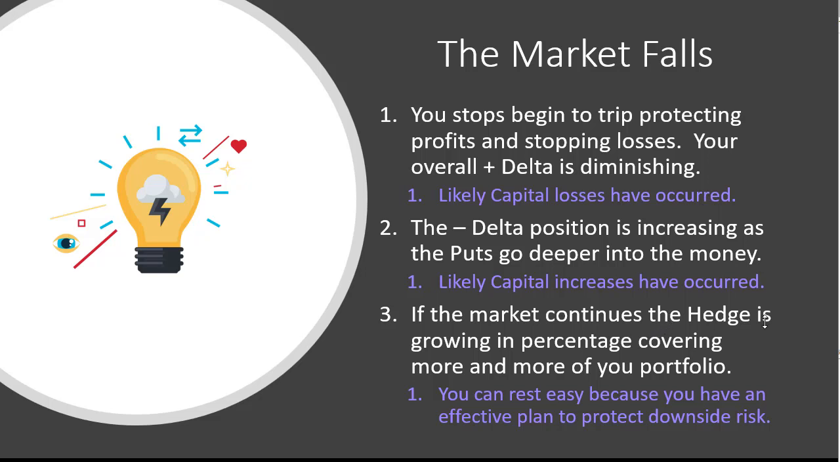If the market continues, the hedge is growing in percentage. More and more of the trade is being covered. So for example, let's say you had a 7,000 delta position, and you had stop losses trip out. Now you've only got 5,000 long deltas because your stop losses did the job, taking you out of those trades. You've reduced your overall long delta position, and your negative delta position is growing because as the market falls, this negative delta is growing, and now you have more like a 45% hedge on your long deltas, instead of 20%.